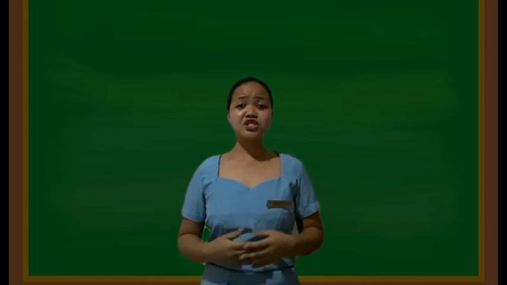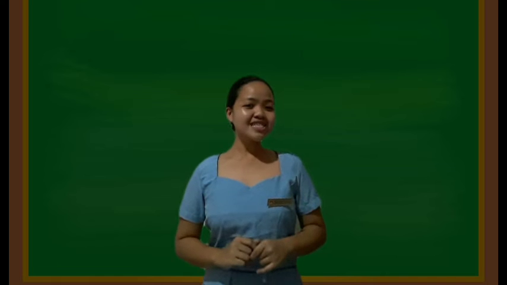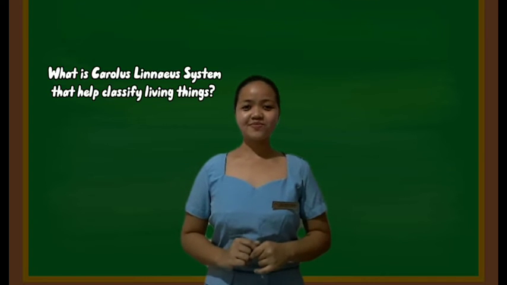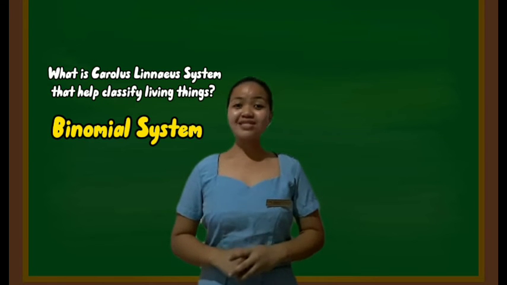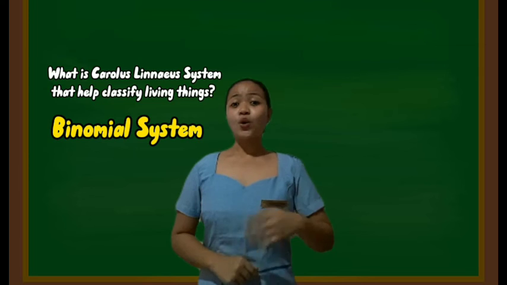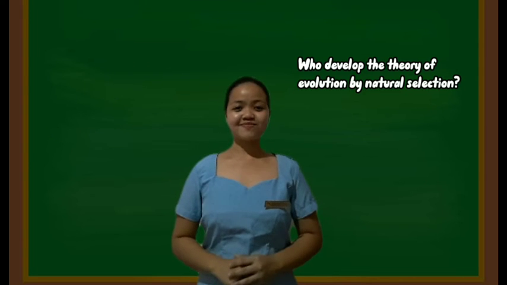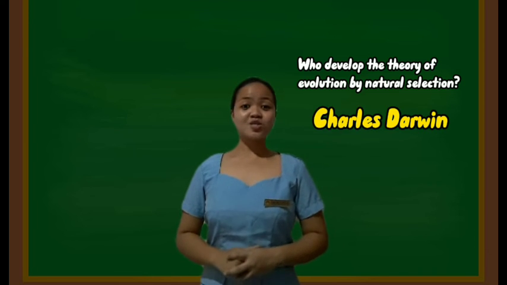So now let me check if you remember today's lesson. Again, what is Carolus' system that helped classify living things? Great job! That is the Binomial System. Let's try another one. Who developed the theory of evolution by natural selection? Correct! It is Charles Darwin.